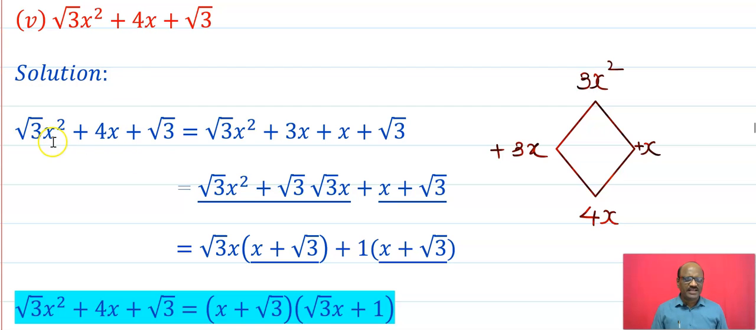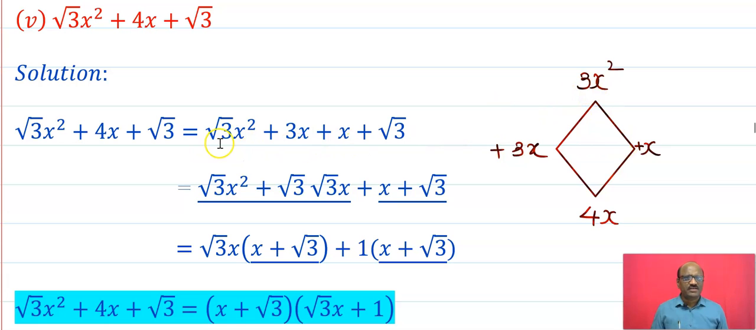म्हणजे काय की root 3x square into root 3, त्यांचा root 3 into root 3, it is 3 into x square. The product of first and last is 3x square. What about the middle term? Middle term is 4x. Now what are the two terms such that whose sum is 4x and the product is 3x square? मग फॅक्टर्स फार सोपे आहेत त्याचे. मग त्यांचा सम काय, 3x आणि x यांचे टोटल किती येतं तर 4x, and 3x into x is 3x square.